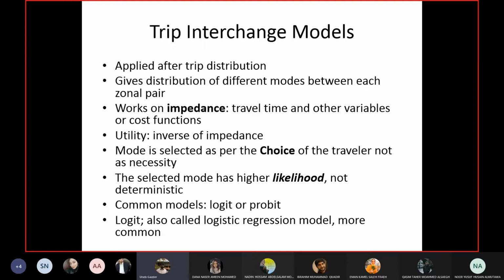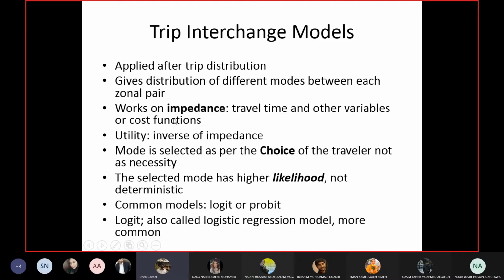So that will be your cost, right? Now cost can be in terms of money, it can be in terms of time, or in terms of distance or something else. Anything which is adding to your impedance, adding to the resistance to go for that mode. So for example, I want to use a car but the fuel price is too high, so that will become an impedance.